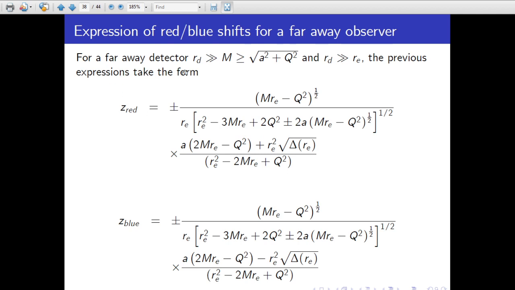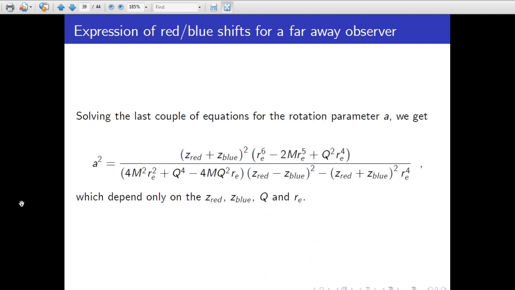If we further take this condition for a far away detector that satisfies this condition and this condition, the expressions of the blue and redshift get enormously simplified, as you can see. So now, if we solve the last couple of equations for the rotation parameter, we get this expression, and we believe that if the blue and redshift are measured, the charge is measured, and the radius of the emitter is known, we can determine the rotation parameter of the black hole.